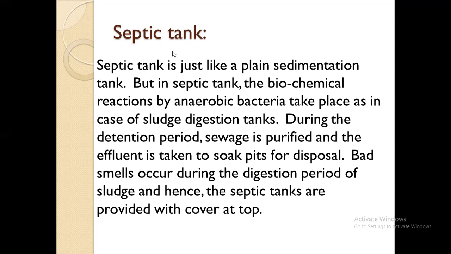If you are going to construct a building in your farm, then also you have to provide a septic tank, because in your farm the municipal sewer line will not be provided. Whenever sewer lines are not there, then we have to go for the provision of septic tanks. That is the main thing.